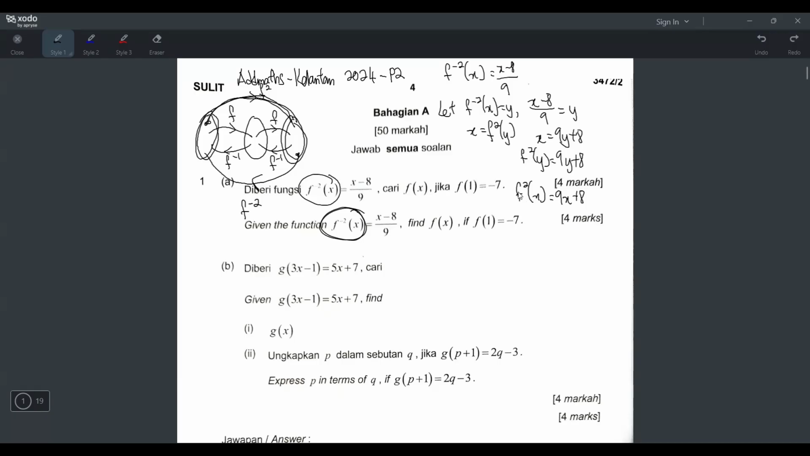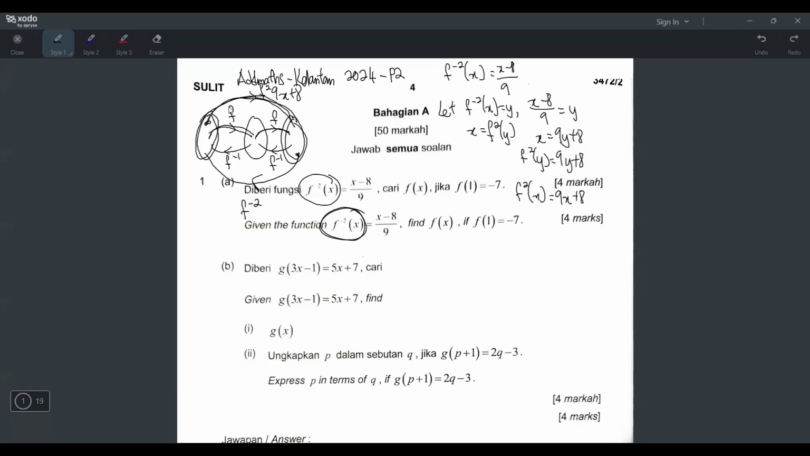And don't forget, this is the answer for f power 2x. But the question never asks for f power 2, they ask for fx. All right, if your f power 2x answer is 9x plus 8, what is the half of it? Some students will say 3x plus 4, right? 3x plus 4. But actually, it's not correct.